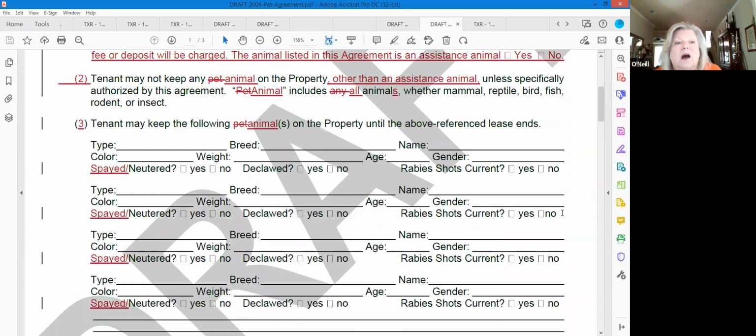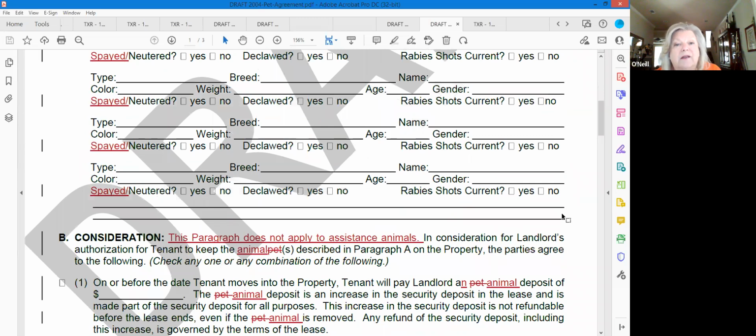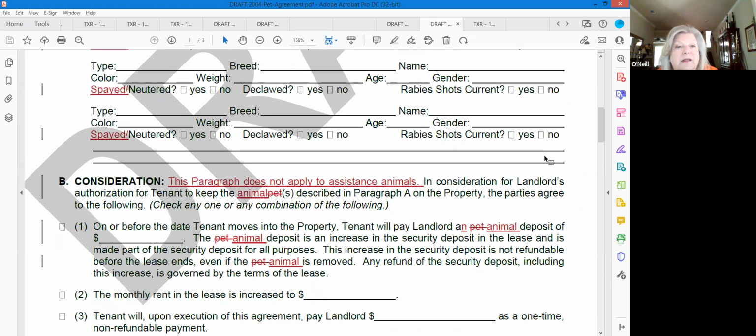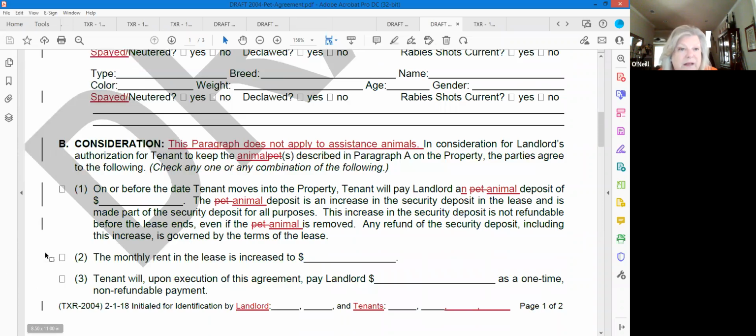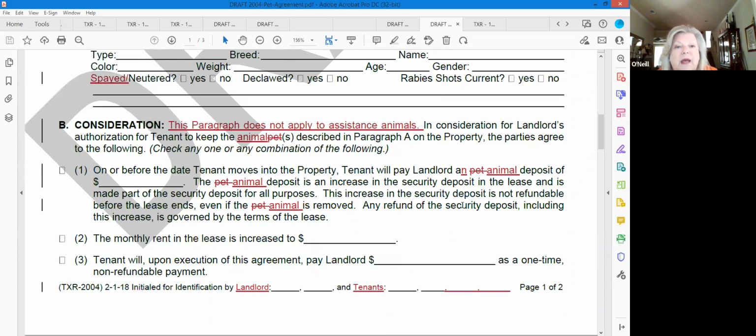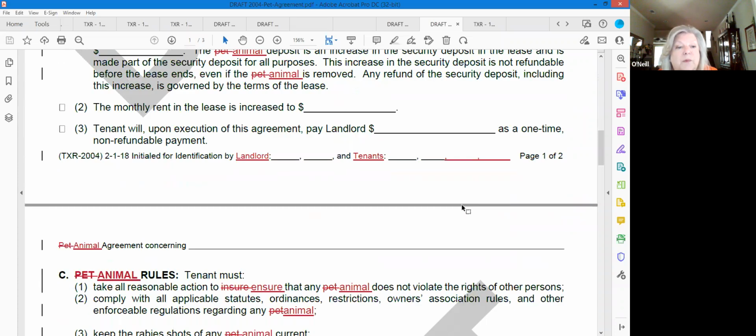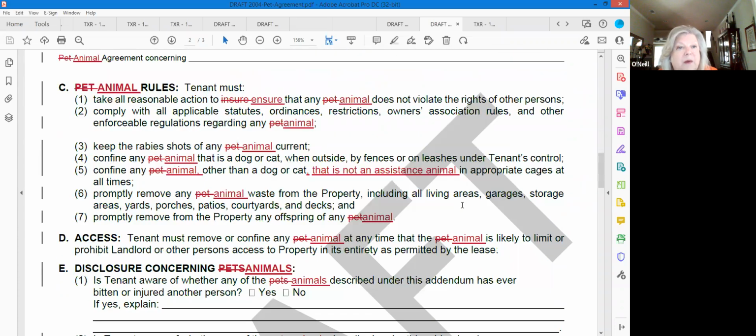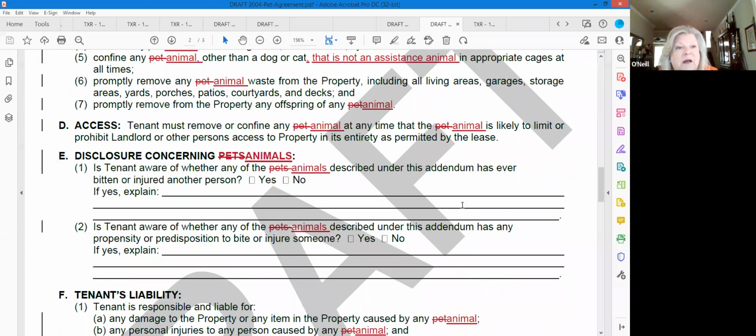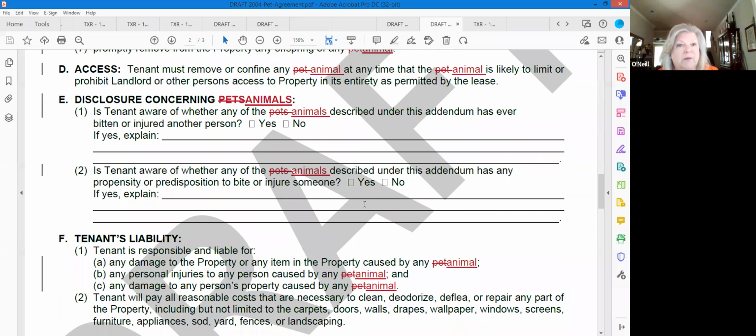And so the language just was added to comply with the appropriate terms, spayed or neutered. The consideration, and it doesn't apply to assistance animals. That paragraph was changed to remove the word pet and have animal. Same thing with animal rules and disclosure concerning animals.